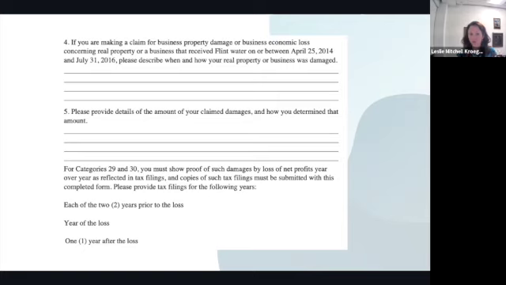They want 2 years prior to the loss, the year of the loss, and 1 year after the loss. So if you do not have your business tax filings, you need to get those quickly, because that is very important. It's required for the business interruption claim. All right, Beth.